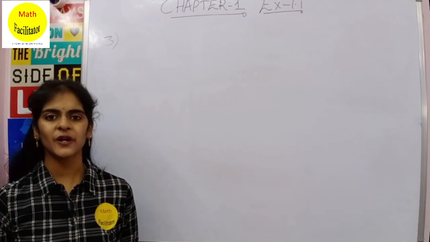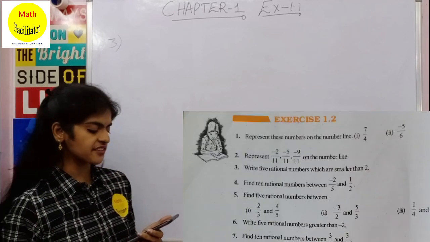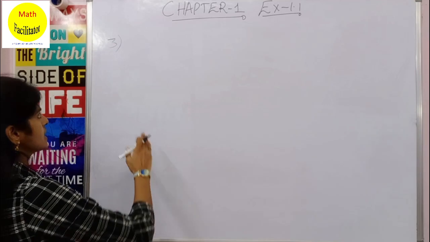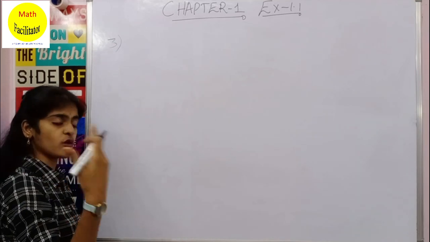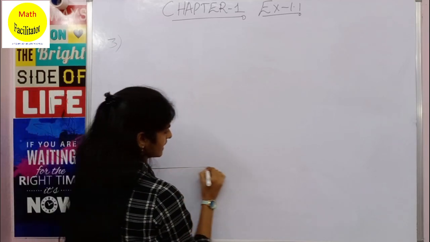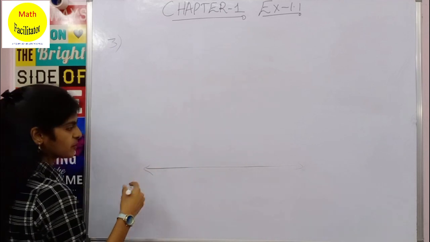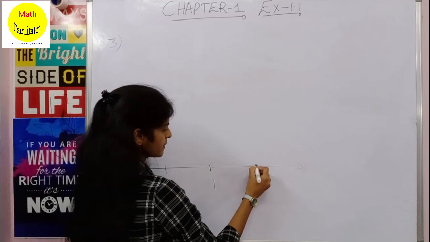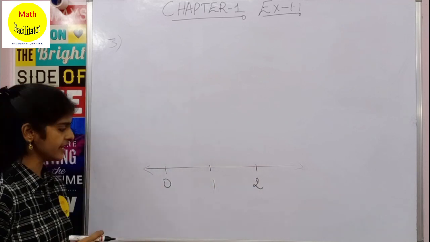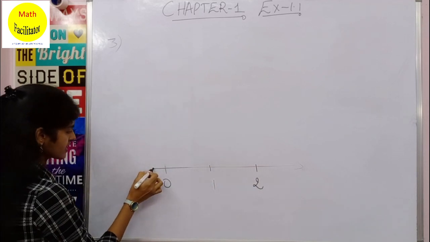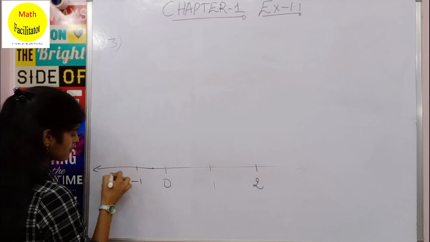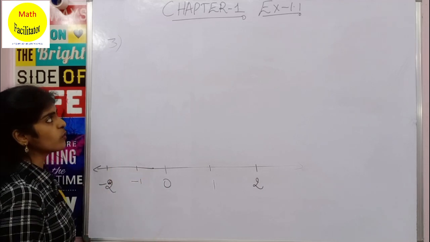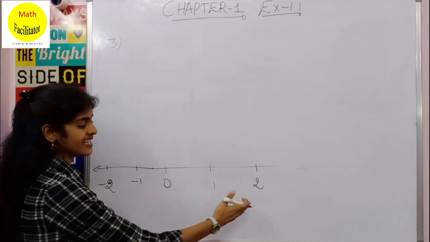Clear? Moving on to the next question, you have to write 5 rational numbers which are smaller than 2. Let me take this on the number line. Suppose this is the number line. You have 0, 1, 2. Let us also consider negative integers: minus 1, minus 2 and so on. You want rational numbers which are less than 2.